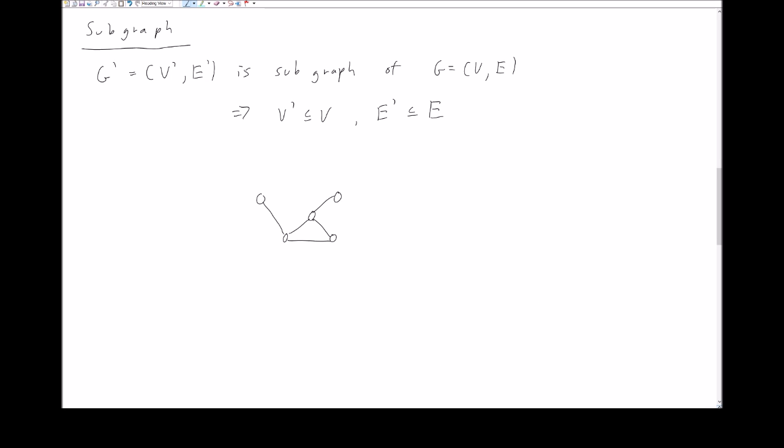Aside from paths and connected graphs, we're also going to be looking at subgraphs. A subgraph, in this case denoted by G prime, is any graph defined by nodes V prime and edges E prime, and it is going to be a subgraph of some other graph, G, with nodes V and edges E, if V prime, the set of nodes in our subgraph, is a subset of the nodes in the bigger graph, and E prime, the edges in our subgraph, is a subset of the edges in our larger graph. So for example, if this is our graph G, we can take a subgraph of it.